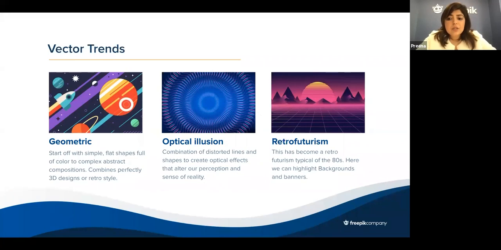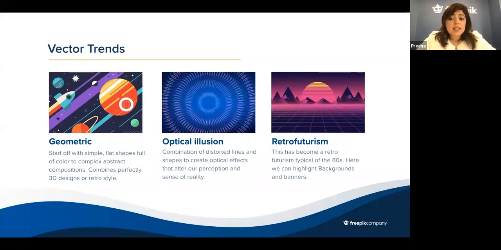Another trend that is quite famous is the geometric trend, which is all about shapes and colors. These geometric trends start from simple and flat shapes, full of color, to create complex, abstract compositions. They combine perfectly with other trends, such as the 3D designs, which I mentioned before, and the retro style, which I will explain ahead. Another trend is the optical illusion, which combines distorted lines and shapes to create optical effects that alter our perception and sense of reality.